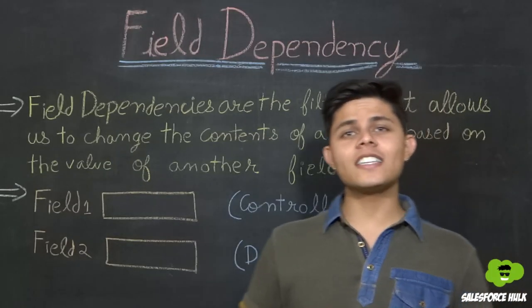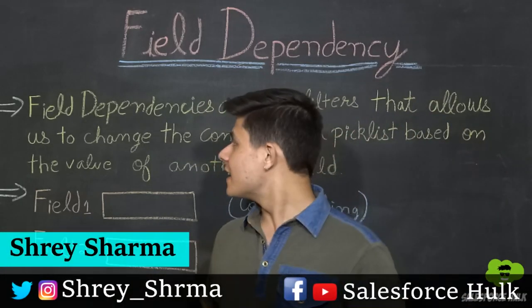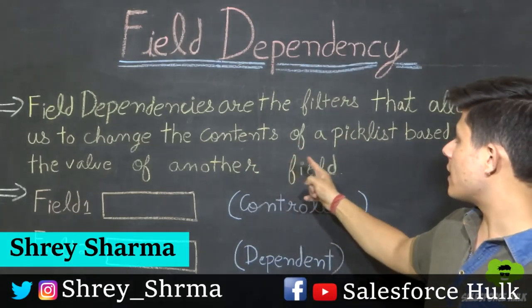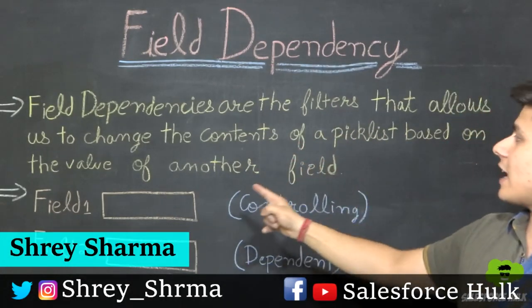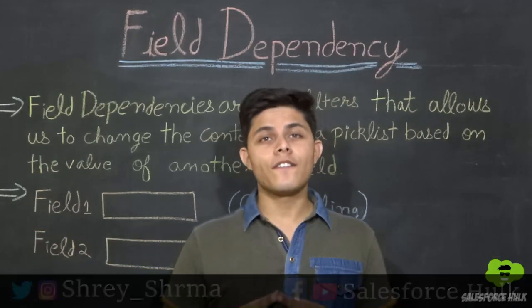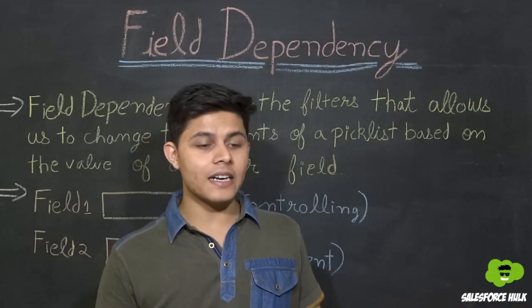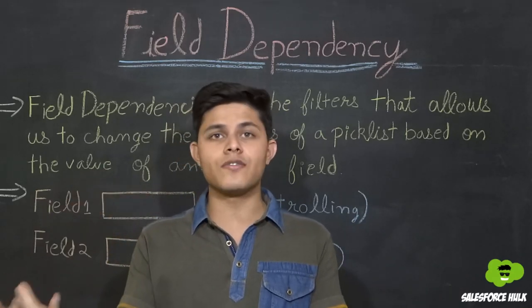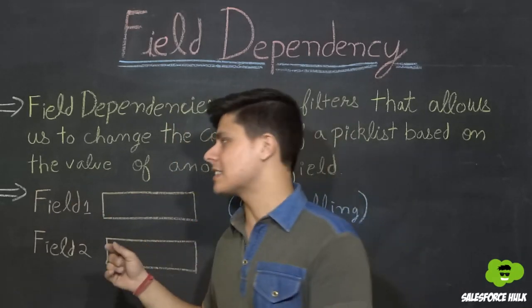Now let's have a look at the definition of field dependency. Field dependencies are filters that allow us to change the contents of a picklist based on the value of another field. Yes, we use field dependency whenever we want a field's value to be determined by another field's value. And for that, let's take an example.